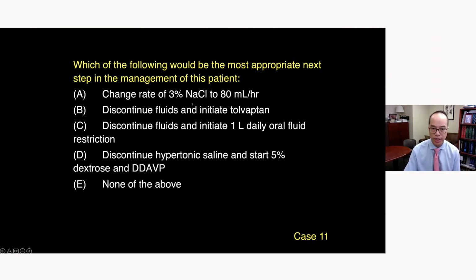Change the rate of 3% saline to 80. Discontinue fluids and initiate tolvaptan. Discontinue fluids and initiate fluid restriction. Discontinue saline and start dextrose and DDAVP, or none of the above. And the answer is D.